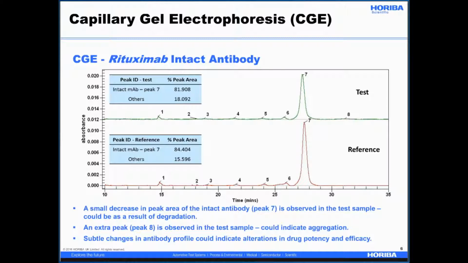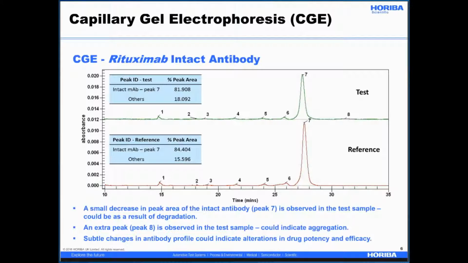This is the Rituximab intact antibody, so the antibody has not been reduced but has been treated with SDS. Here we have a comparison of two samples. The test sample is a sample that has been reconstituted and is ready for infusion, and the reference sample is the concentrate from which the test sample is made up. Both samples have been run at a final concentration of 0.5 mg per ml. The test sample is in green and the reference sample is in red.